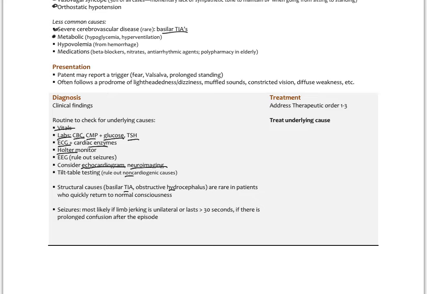And then usually structural causes, it's good to know, like a basilar artery transient ischemic attack or obstructive hydrocephalus, are going to be rare in patients who quickly return to normal consciousness. So if you pass out, wake up, nothing there, it's unlikely a stroke happened, or TIA happened. Remember, stroke symptoms have to go more than 24 hours.